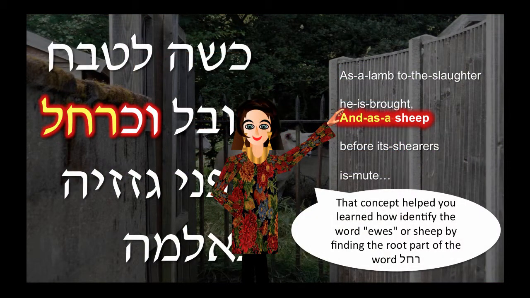And that concept helped you learn how to identify the word use, or Rachel, or sheep, in finding the root part of this word. So you could see right here we have Rachel, but it's embedded. And we actually learned that one letter, and learn Hebrew through the Bible. That next course, you'll also learn about the other letter, and you can see how that Hebrew unit comes together, meaning 3 words.